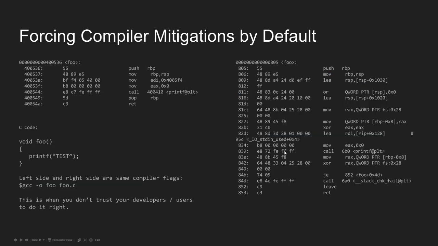Anyways, moving on. So, when you don't trust your developers, and I'm not talking about the developers of your compiler, but the developers of your organization and your systems, there are ways to force compiler mitigations by default so that they are present even when someone just does gcc foo.c, right? The code on the left is just a stock compile. The code on the right is the same flags, just gcc foo.c, from a very hardened system that forces these mitigations by default, including stack check, so stack canary check, and fortify source, and other things.